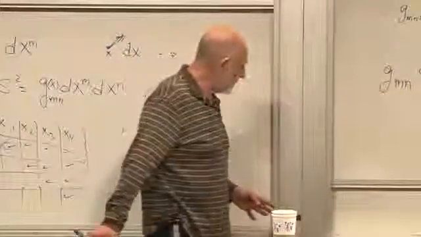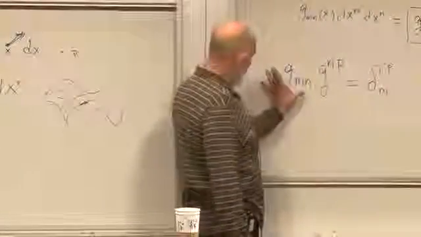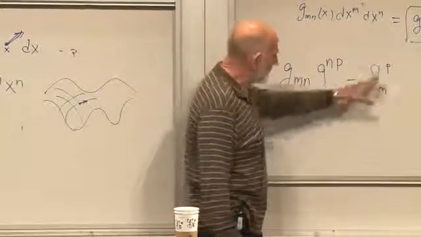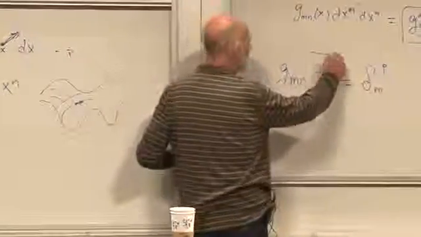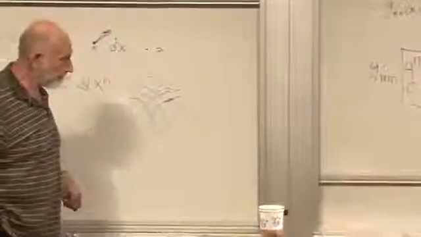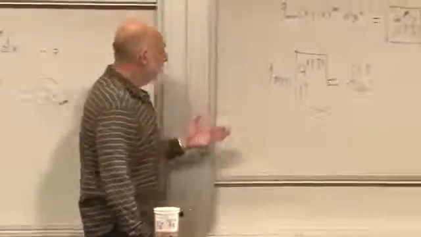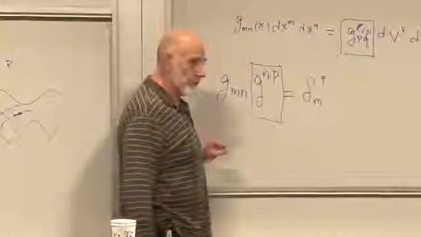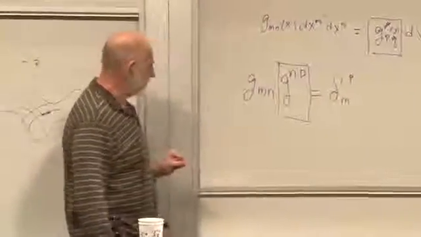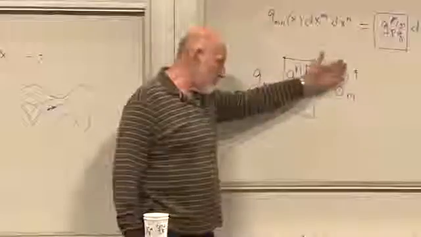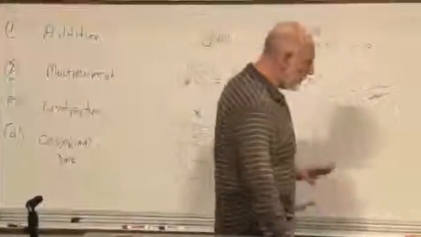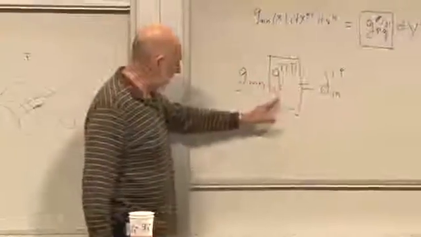What this equation says is the product of the matrix GMN with the matrix GNP with upper indices is the unit matrix. It identifies this object over here as the inverse matrix to this. This is called the metric tensor with contravariant indices, two contravariant indices. This is the metric tensor with two covariant indices. This is the metric tensor with one contravariant and one covariant index. But in any case, the definition of this matrix over here is just the inverse.